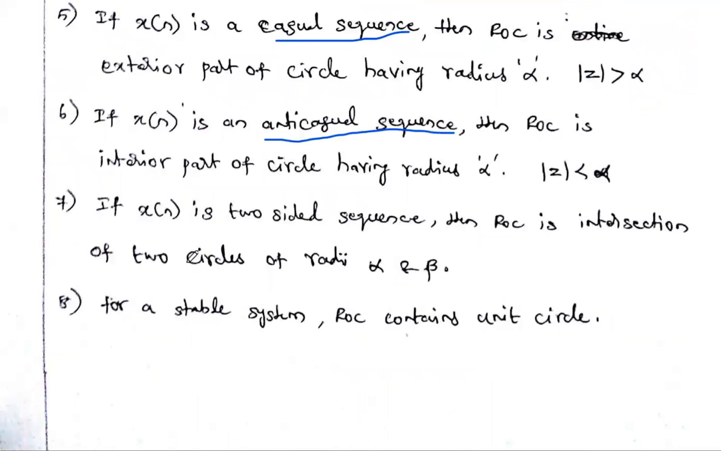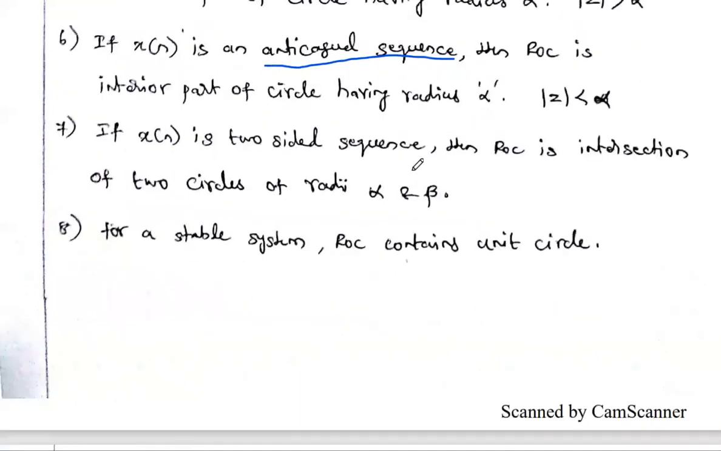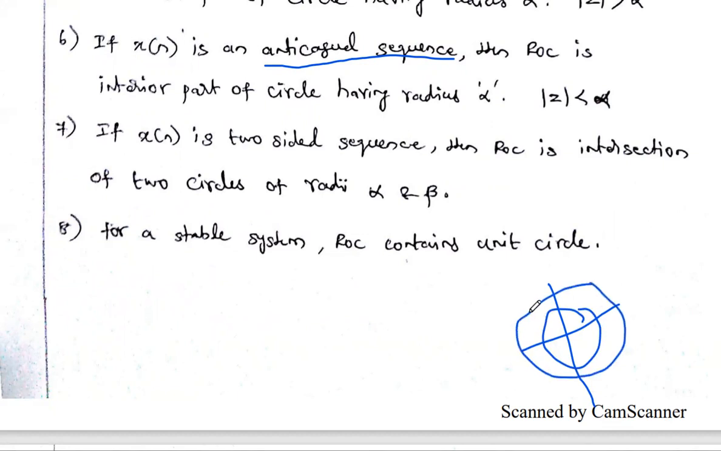This is one of the properties. And one more property: if x of n is a two-sided sequence, for example a power modulus n, then the ROC is the intersection of two circles of radius alpha and beta. At that time, we have to draw two circles. This inner circle has some radius alpha, and the outer circle has radius beta. The region in between these two circles is the ROC, if the signal is a two-sided sequence.